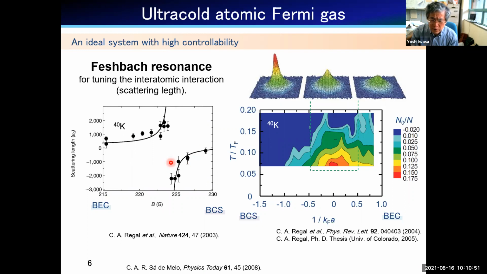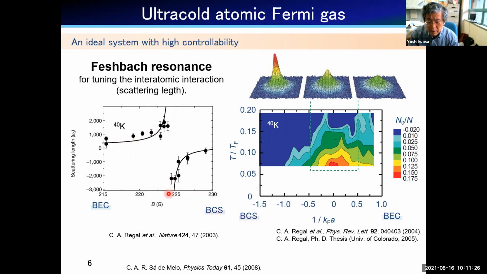A very strong point of cold atoms is that they are able to change the strength of the interatomic interaction. In their case, they call it the scattering length, using the Feshbach resonance. So they are able to change this scattering length by changing the magnetic field, with a very small magnetic field. And they are able to change even the sign of the scattering length.